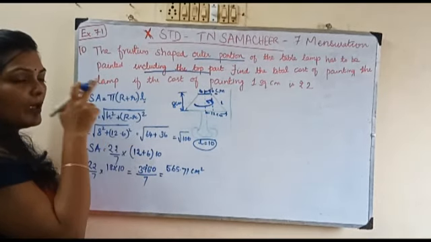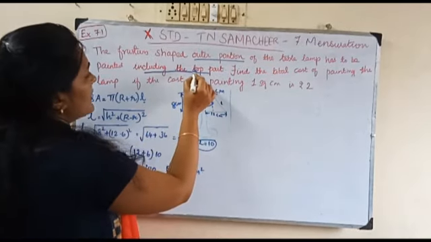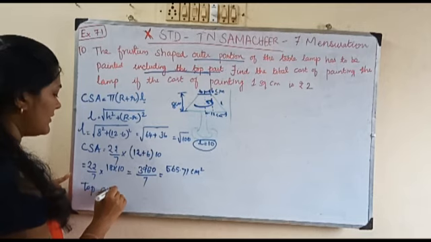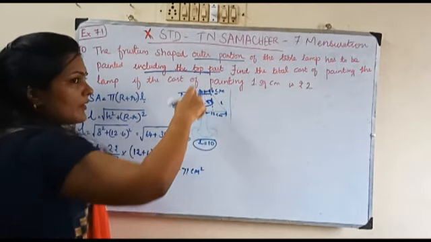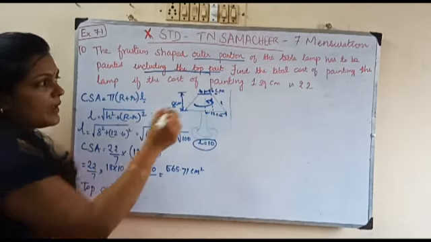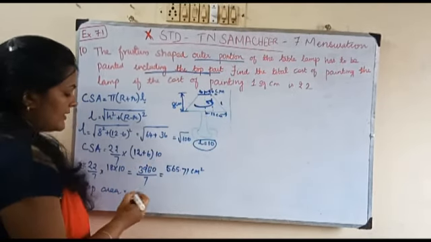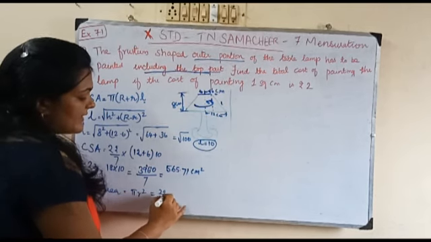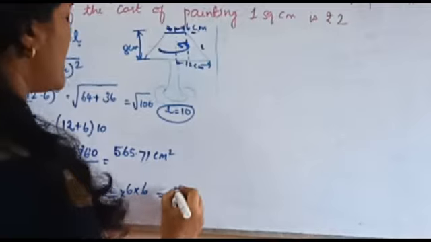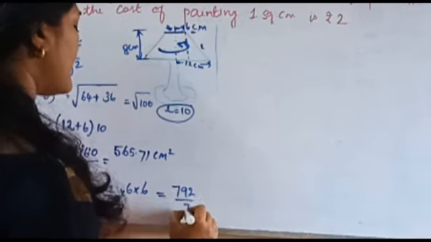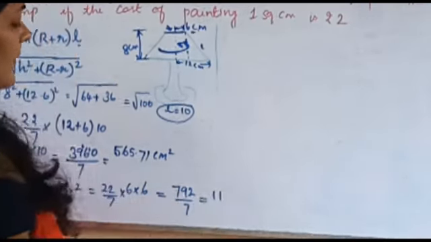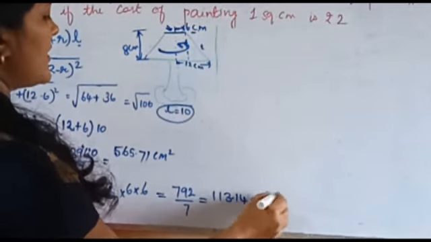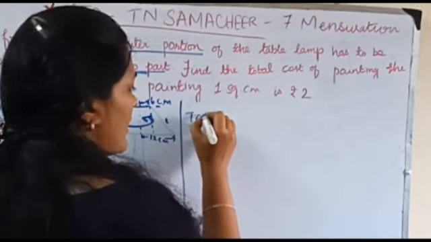Then we need to find the top area because in the question they mentioned including the top part we need to paint. So top area, for a frustum, top area is a circle which has the radius 6 centimeters. So pi r square is equal to 22 by 7 into 6 into 6. 792 divided by 7 is equal to 113.14 centimeter square.